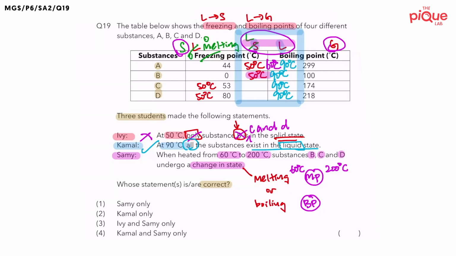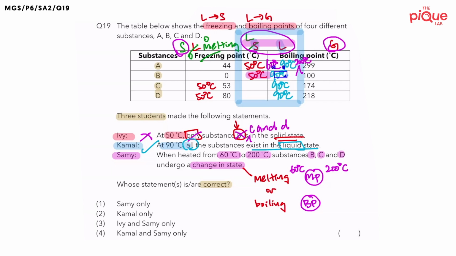And where will I put 200 degrees Celsius? 200 degrees Celsius is before 299. So when you look at these two temperatures, are both of them under the same state or under the different state? Both the temperature are under the same state. Have they passed any melting point and boiling point? They have not. So did substance A undergo a change in state? No, substance A did not undergo a change in state because when heated from 60 to 200, it is still in the liquid state. Alright, so this is how we annotate this. Now, I want you to pause the video and try it for substances B, C, and D.